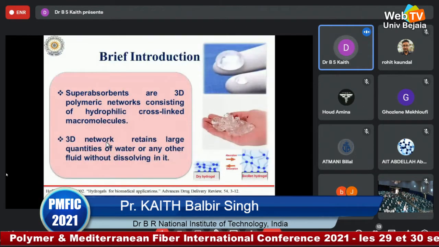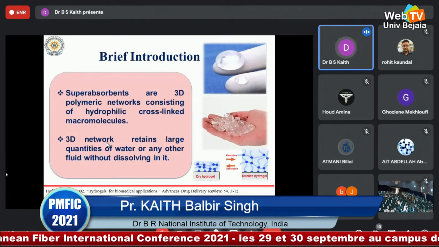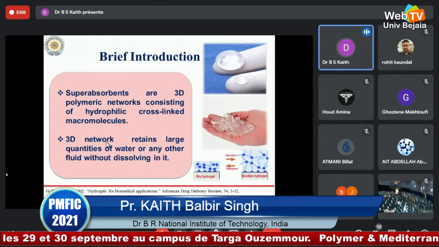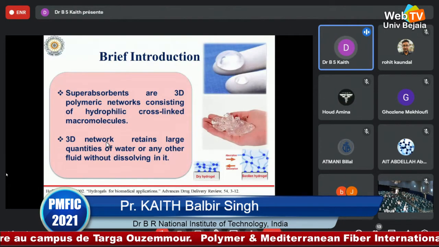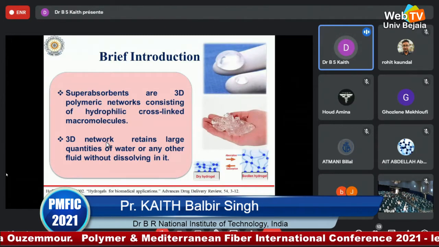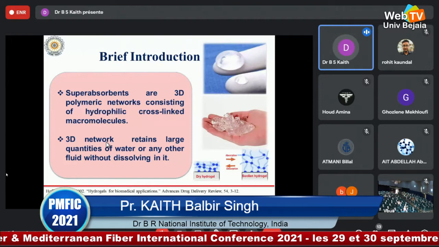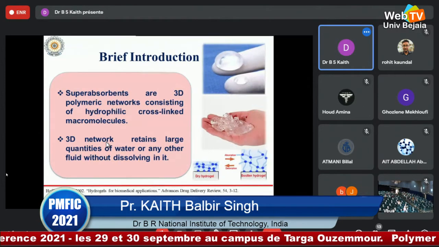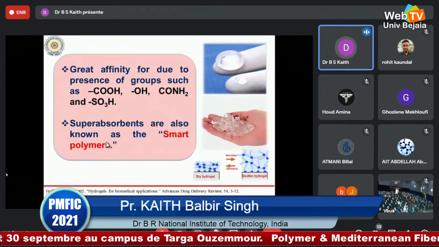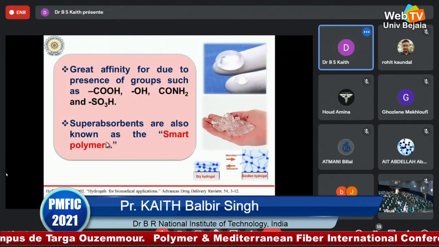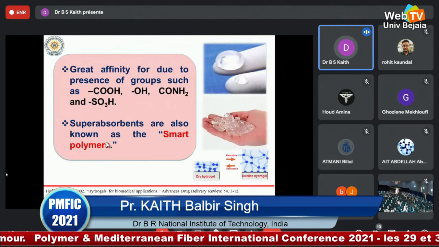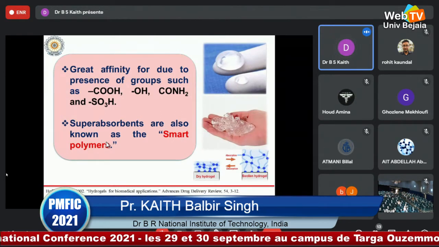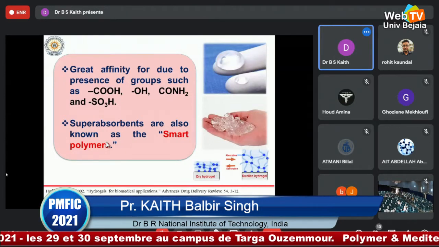Before coming to that, let me give a little introduction about these superabsorbents. These superabsorbents are 3D polymeric networks consisting of hydrophilic cross-linked macromolecules. This 3D network retains large quantities of water or any other fluid without dissolving in it. They have the capacity to take up a very large amount of aqueous fluid in comparison to their initial weight. This great affinity for uptake of aqueous fluid is because of the presence of certain types of functional groups like carboxylic acid, OH, CONH2, SO3, etc.